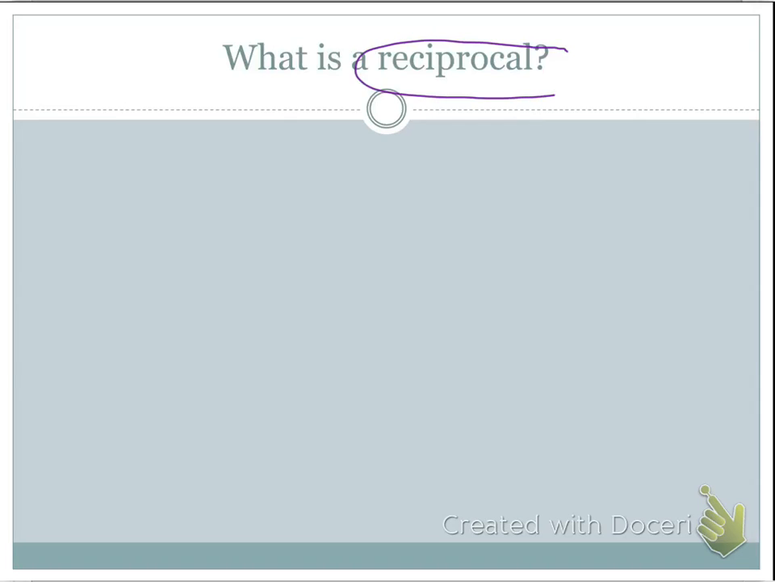So a reciprocal is really just the multiplicative inverse of a fraction. Basically what we're doing is we are taking a fraction, say like 3/4, and we are flipping it over. So instead of 3/4, it is 4/3. Now, I'm going to give you an example so you can see why what we're going to do works.